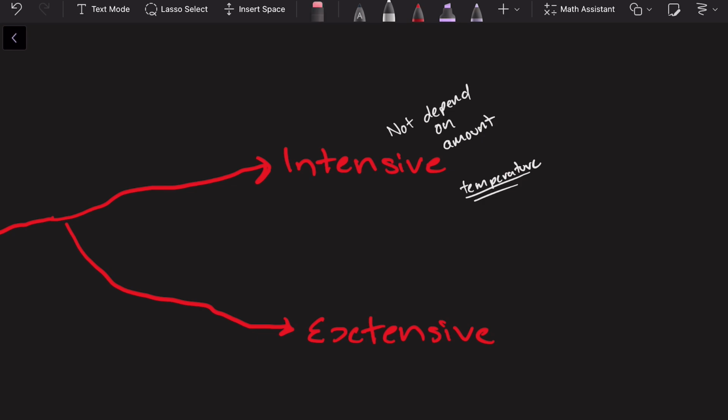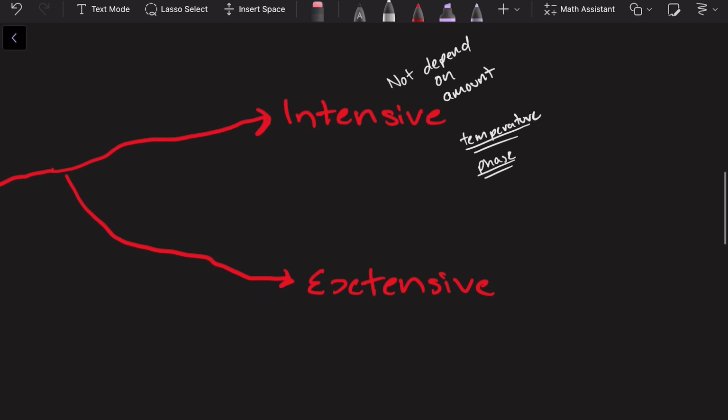We can also look at phase. If I have ice, basically frozen water, adding more ice will not make it room temperature water. It will stay in the same phase. Conversely, extensive properties depend on the amount of matter present. Basically, different amounts of matter will affect the property, and an example of this could be mass or even volume. If I have more iron, it'll probably have a larger mass, and it'll also have a larger amount of volume.